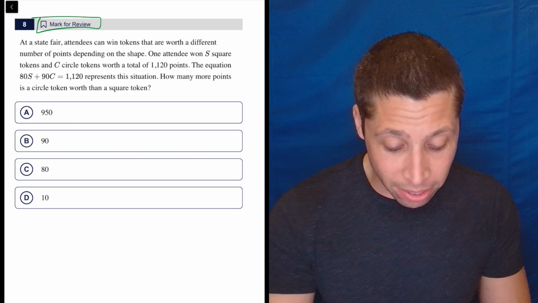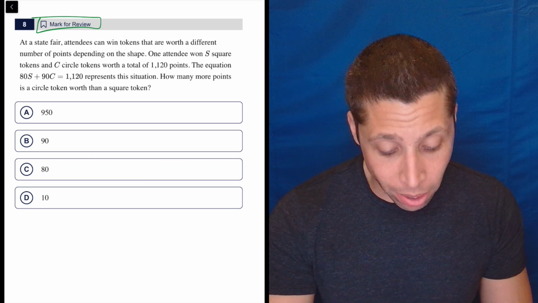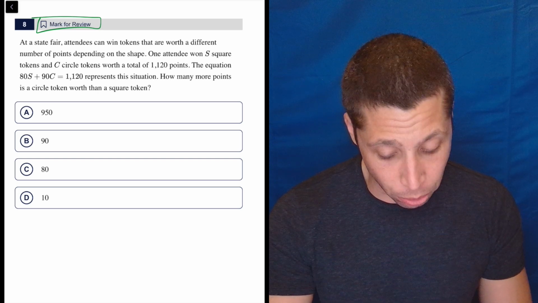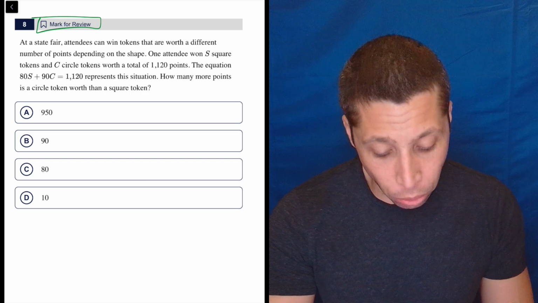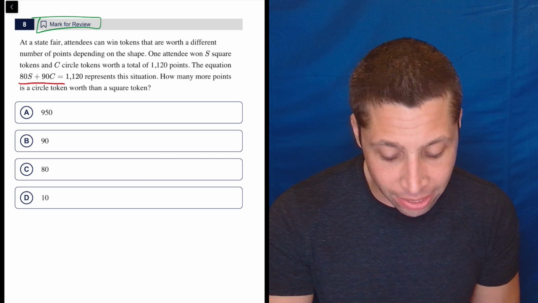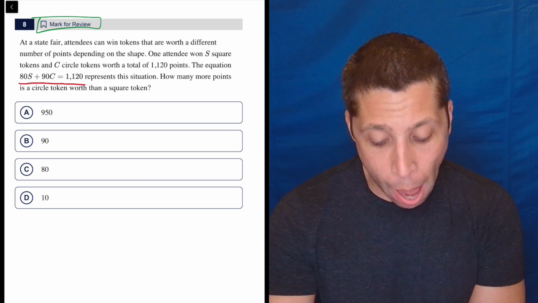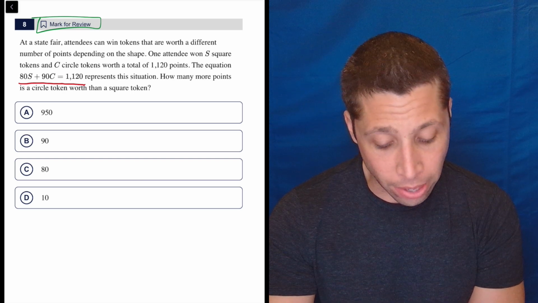So at a state fair, attendees can win tokens that are worth a different number of points depending on the shape. One attendee won S square tokens and C circle tokens worth a total of 1,120 points. The equation 80S plus 90C equals 1,120 represents this situation. How many more points is a circle token worth than a square token?